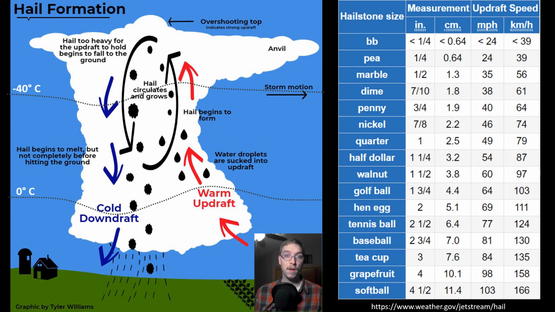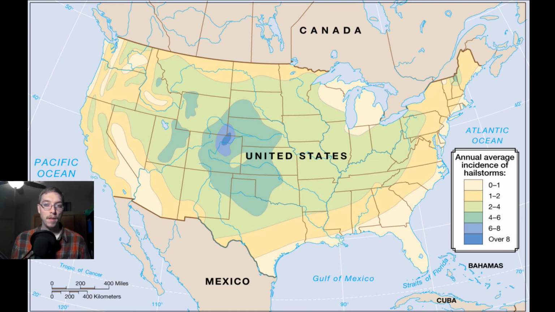You can see here, this is how you describe the size of hail, from BB sized to softball sized. This is from weather.gov. The most hail in the United States occurs, as I said, over that Great Plains region. We can see it here, right along the front range of the Colorado Rockies and extending into Nebraska, Kansas, Oklahoma, Texas, and South Dakota.